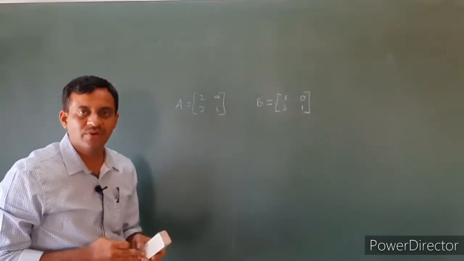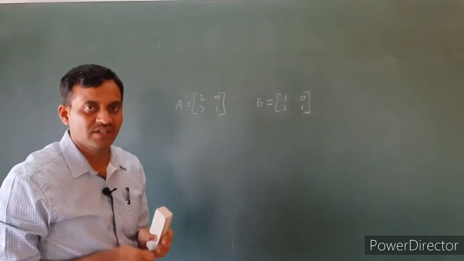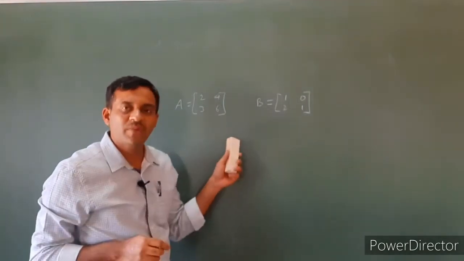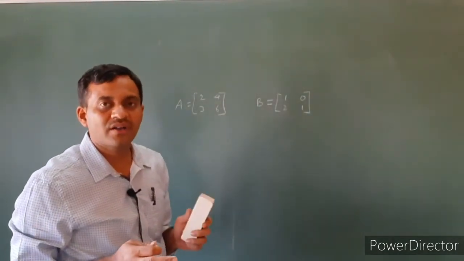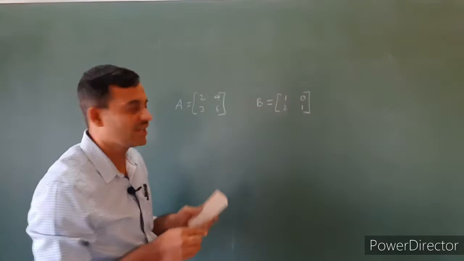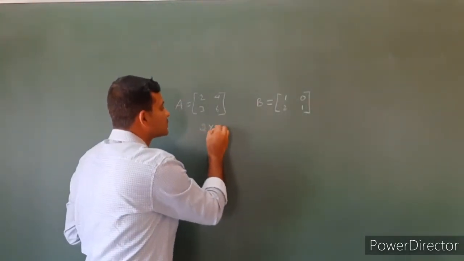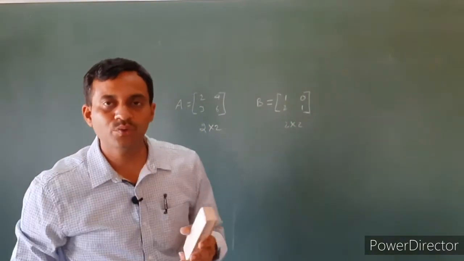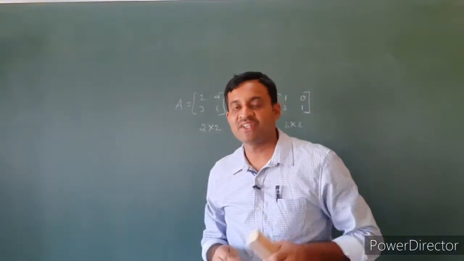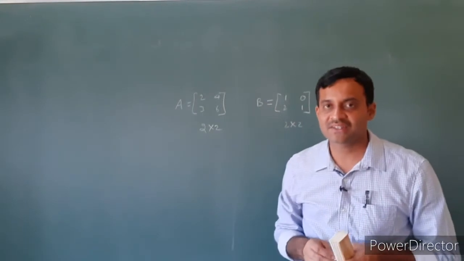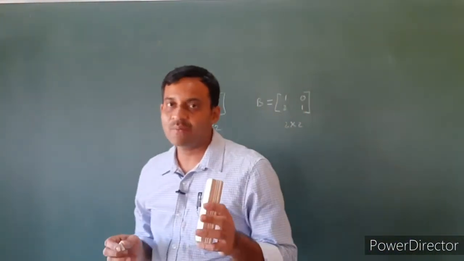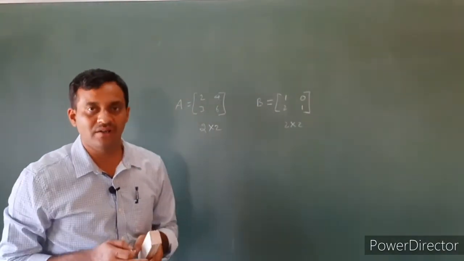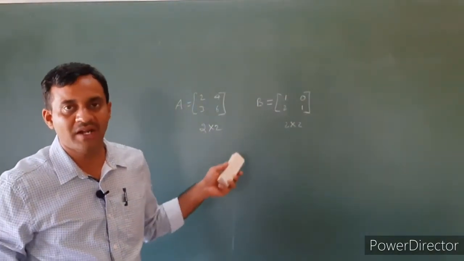The basic condition to add two matrices is that the matrices must be compatible. We say matrices are compatible if the order of both matrices is the same. Here the order is 2 cross 2, and here also the order is 2 cross 2, so we can add the two matrix elements. The basic condition for addition of matrices is that both matrices have the same order. Then we say matrices are compatible.